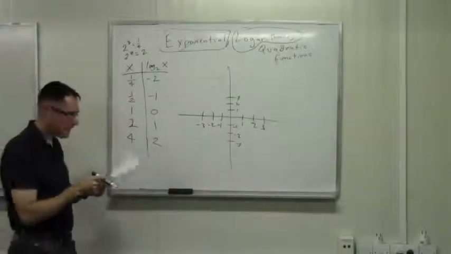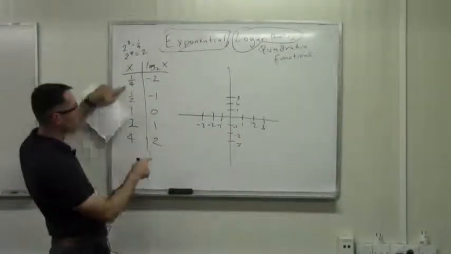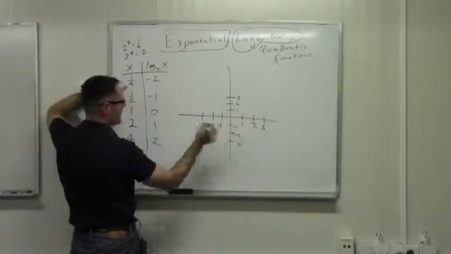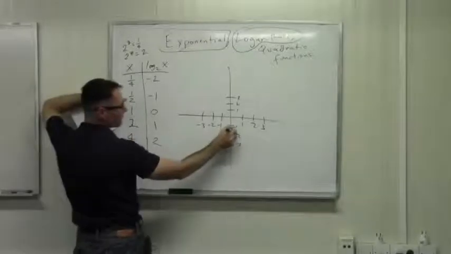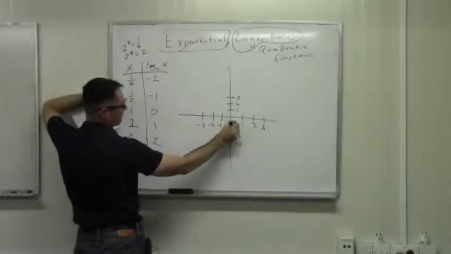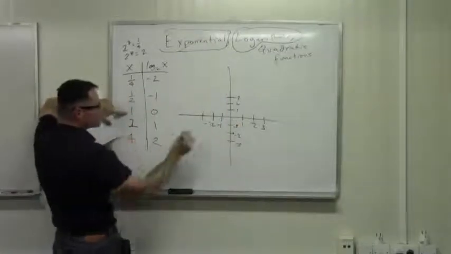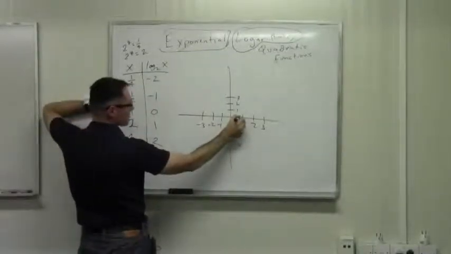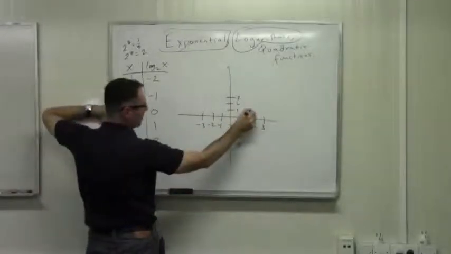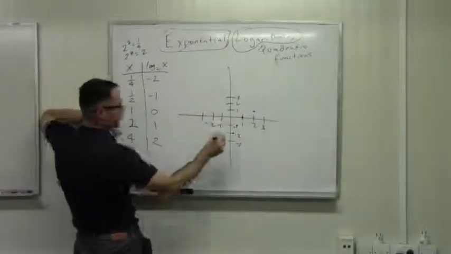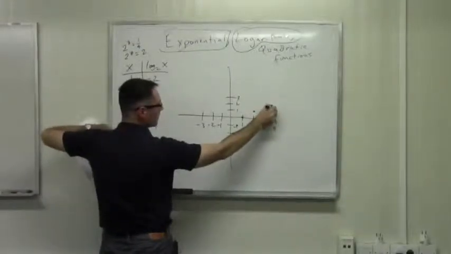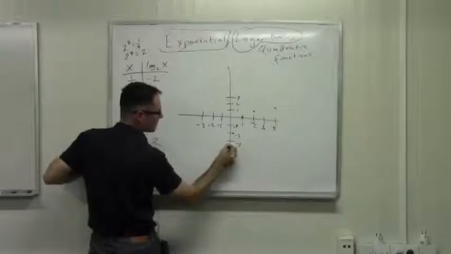Like that. If we look at x is 1/4, y is -2. That's about here. x is 1/2, then y is -1, about there. x is 1, y equals 0. x equals 2, y equals 1. And x equals 4, y equals 2. It looks like this.